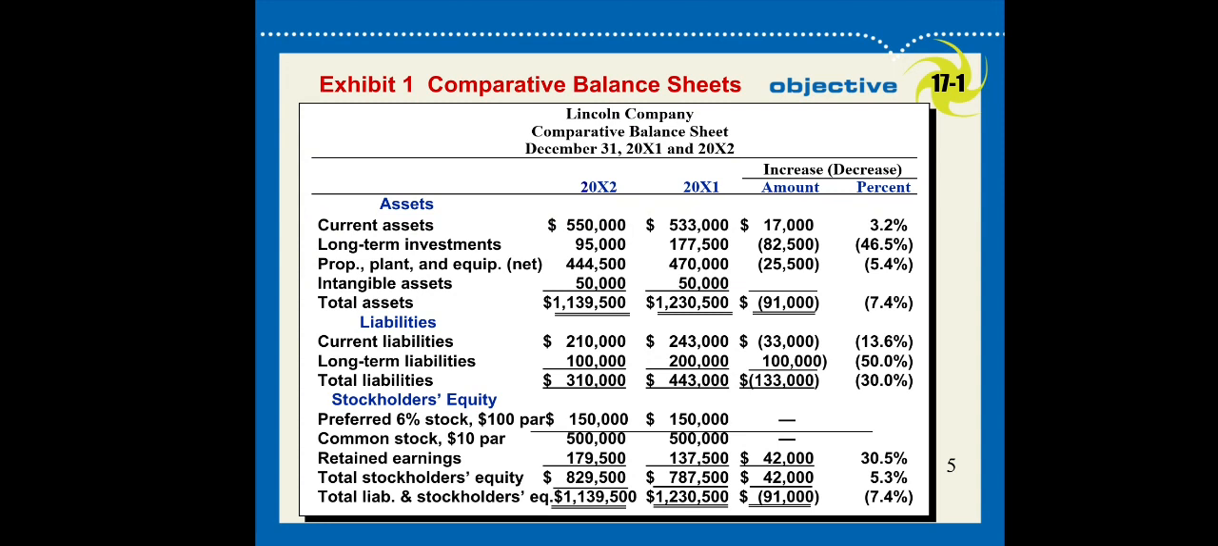So you have to calculate the increment and decrement in terms of amount and percentage for every item in the balance sheet. Okay, see here. All the items for the current asset, there is an increment. For the long-term investment, there is a decrement. Current liabilities, there is a decrement. Long-term liabilities also a decrement. And then you can see the accounts for the common stock. There is no difference. Okay, so this is the way to calculate it.